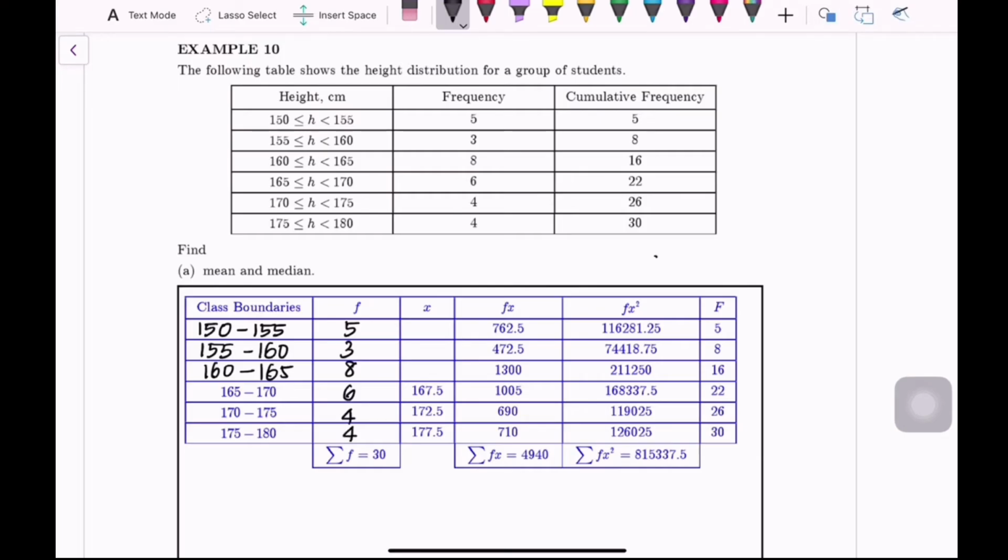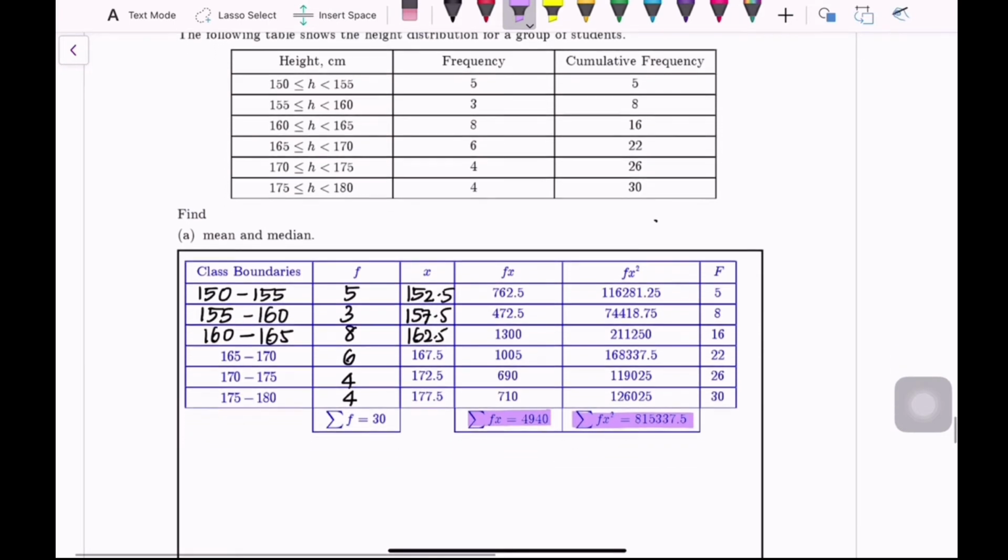The class mark is determined by the midpoint of the class limit. So the midpoint of 150 and 155 is 152.5, 157.5, 162.5 and so on. Then we determine the fx. We total up the fx. Determine the fx squared. Then we find the total for fx squared. For the last column, we write the cumulative frequency.